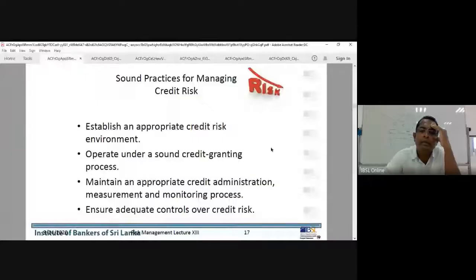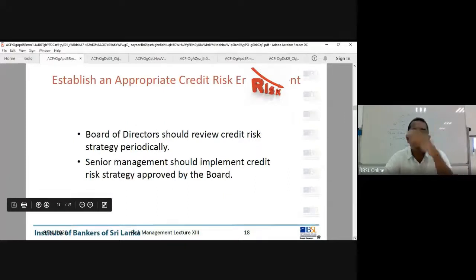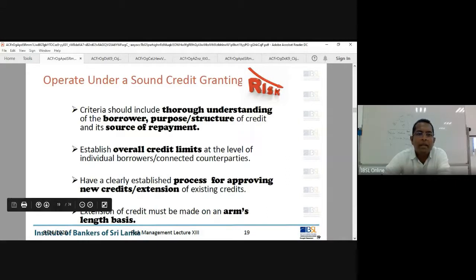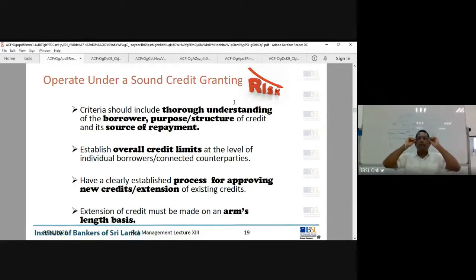Right, establish an appropriate credit risk environment. The board of directors should review the credit risk strategy periodically. Senior management implements the credit risk strategy approved by the board. Then the second one, operate under sound credit granting. Right, that means the credit granting process should be sound.